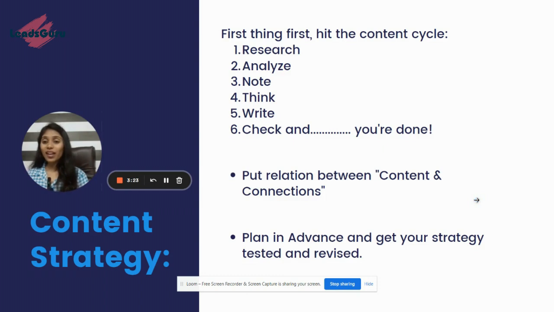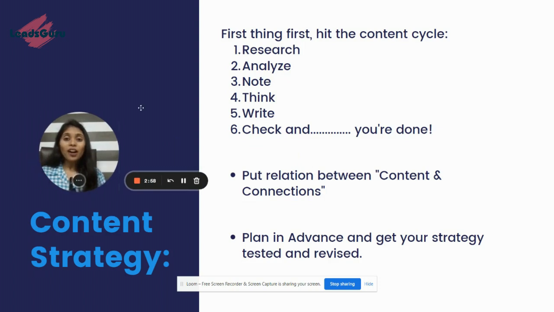Now moving ahead, I want you to have the right content strategy. Content strategy is going to play a big role when it comes to driving leads and gaining more job opportunities, and so on. So let's dive in.